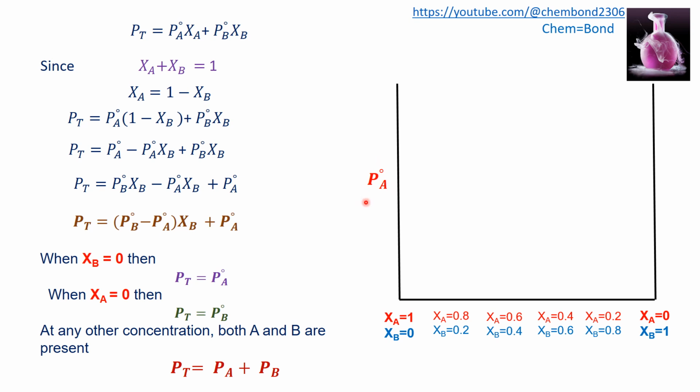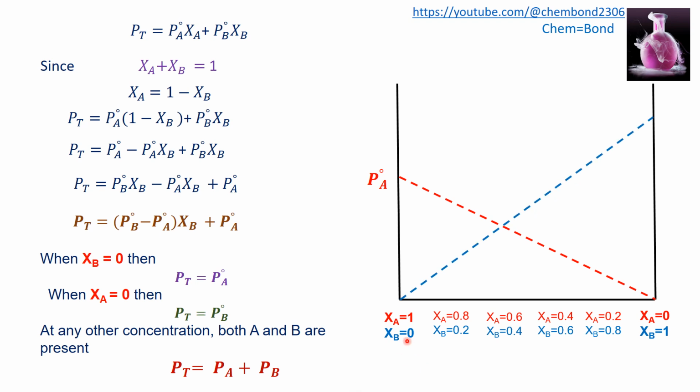Now we will decrease the amount of A, XA, and increase the amount of B, which means that we are making the solution. So these are all components of a solution. When the solution is produced, P naught A, that is for the pure component, will produce PA. So XA will decrease and XB, the mole fraction, will increase. At the extreme side, XA will be 0 and XB will be equal to 1.